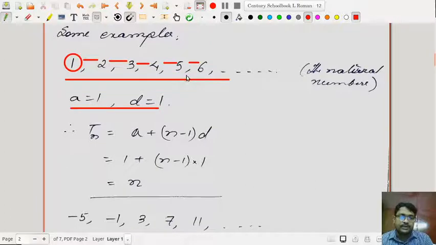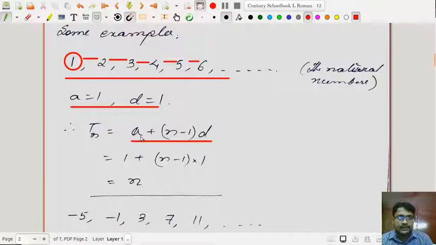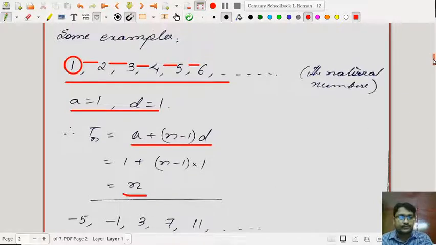So what is the nth term here? From the sequence itself you can understand it's n. The first term is 1, the second term is 2, the third term is 3. It's just the counting numbers. If you put it in the formula also, you get tn is 1 plus n minus 1 into 1, so that is n. So here the nth term is n itself.